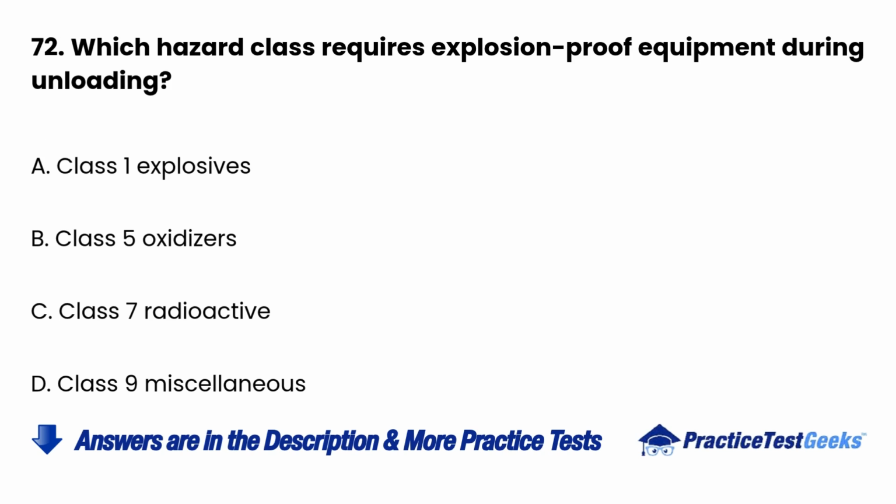72. Which hazard class requires explosion-proof equipment during unloading? A. Class 1 explosives. B. Class 5 oxidizers. C. Class 7 radioactive. D. Class 9 miscellaneous.